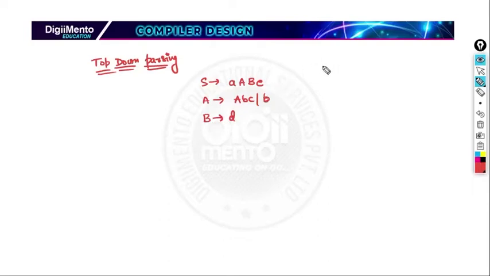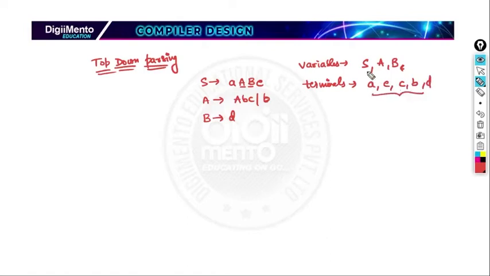As you know, these are variables because they are in uppercase, and the terminals are in lowercase. So here the variables are S, capital A, and B, and that's it. The terminals are small a, E, C, B and D. So these are the terminals and these are the variables. Clear? This is the given grammar. Now we are going to discuss top-down parsing. In top-down parsing, suppose we want to generate this string.